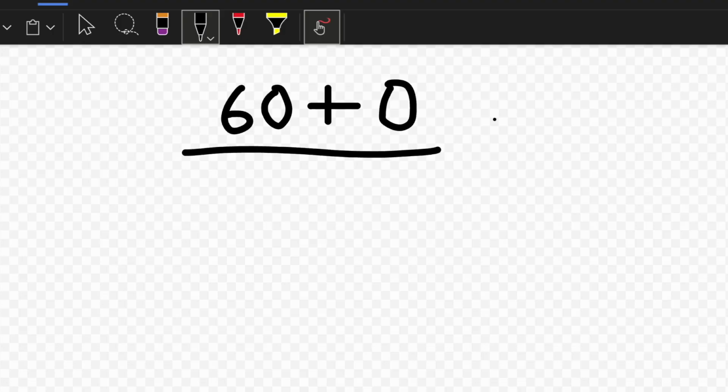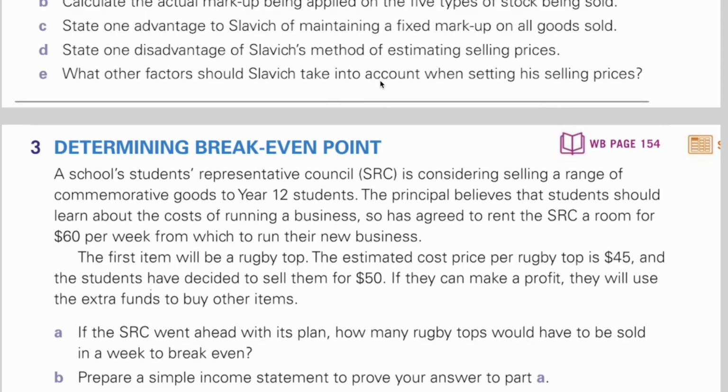So we'll say $50 minus the variable costs, which is what they spent per unit, what they purchased it for. So per rugby top, it's $45.